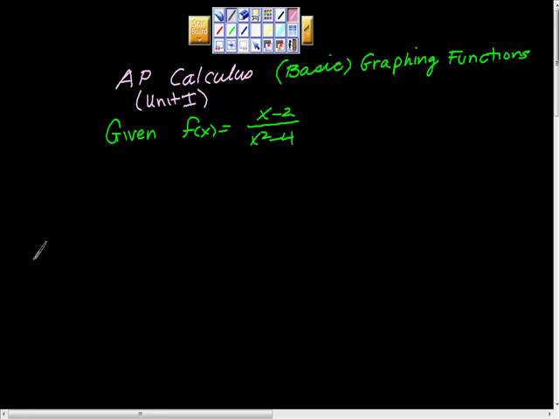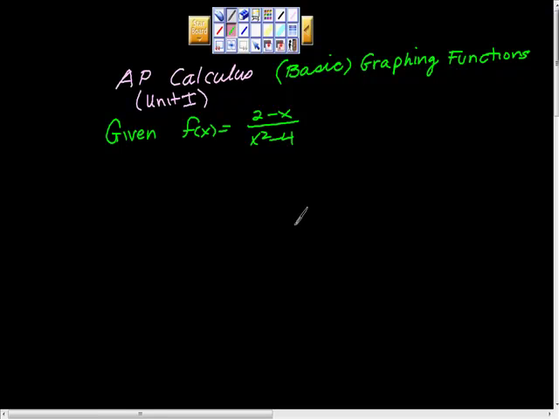We have AP Calculus, Basic Graphing of Functions. This is actually Unit 1, and we're given this equation. F of x is equal to (2 minus x) over (x squared minus 4). And we're going to be asked to do a bunch of stuff.